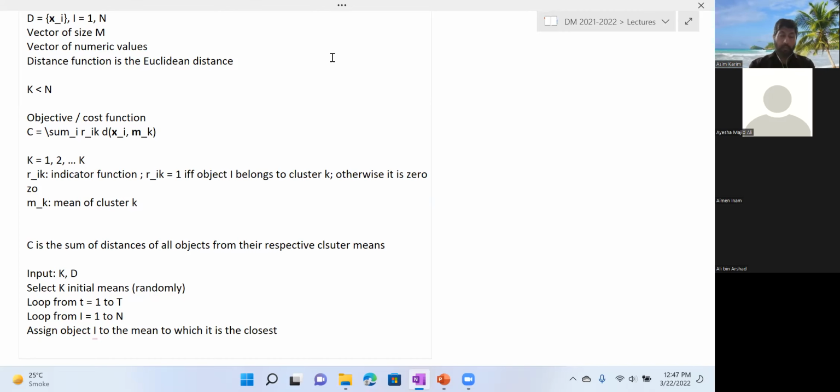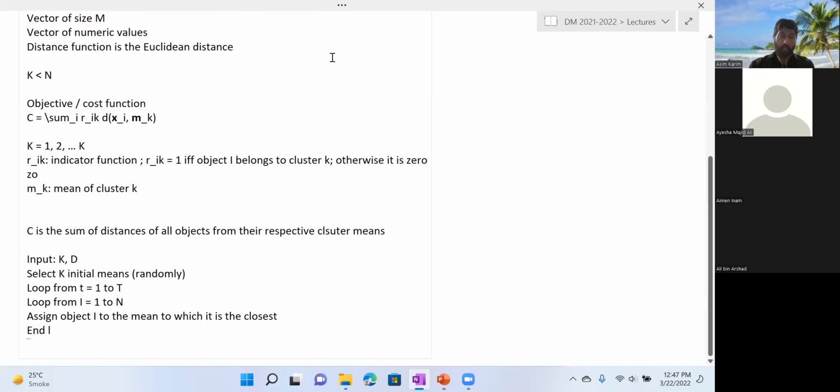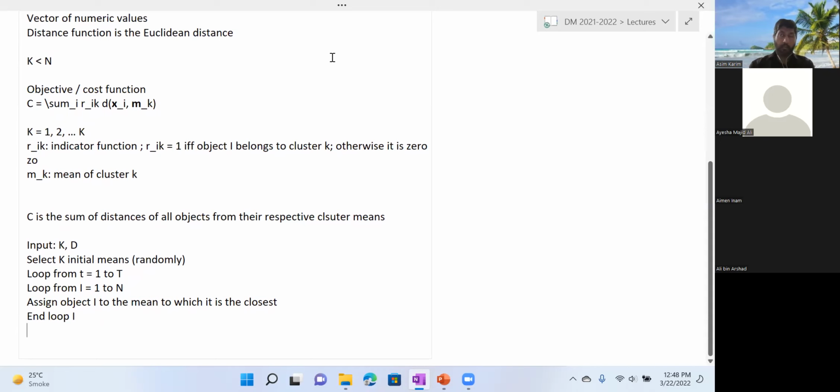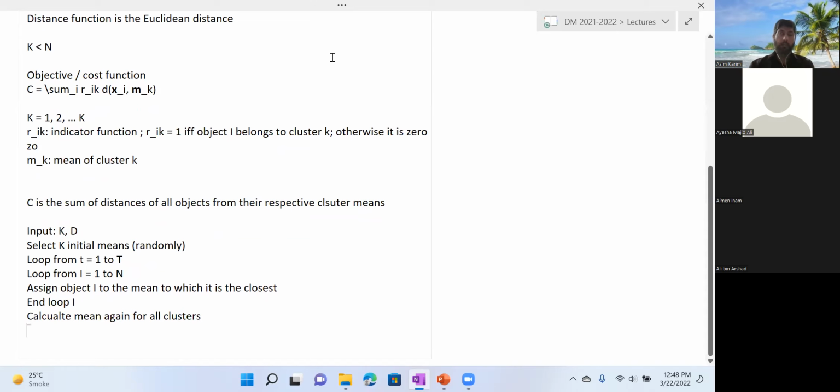So once you have done this for all, so end loop I, okay? So when you have done this for all I, you basically now calculate the mean again for all clusters. And then, of course, end loop, the other loop was T, iteration. And of course, when do you stop? You have a stopping criteria here, maybe.